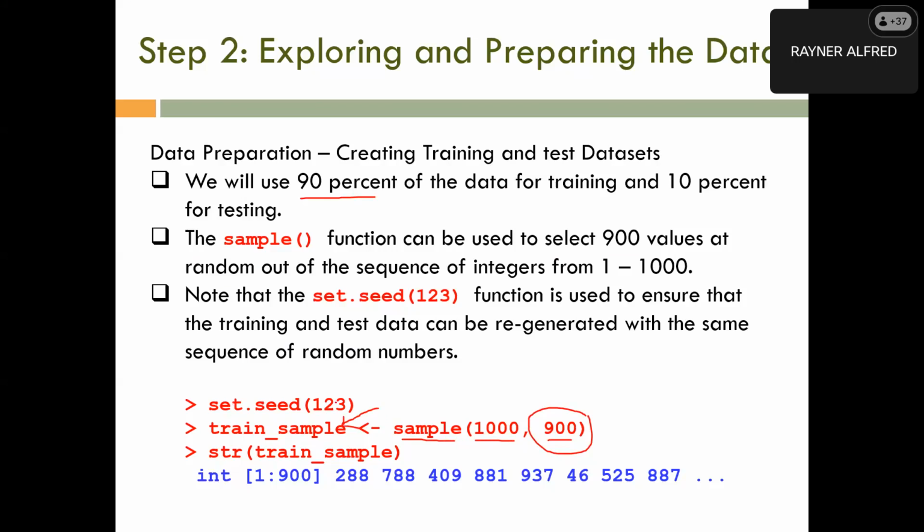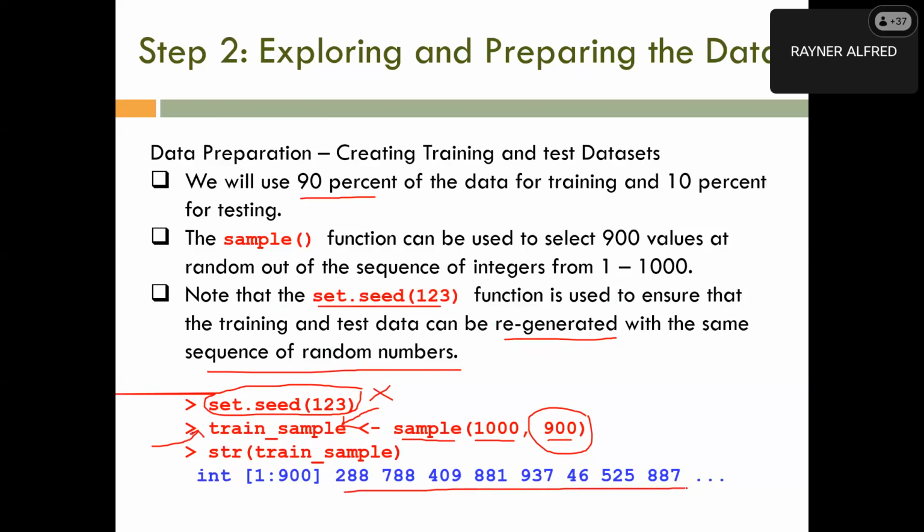The set seed is basically used to fix the random number here. Note that the set seed function is used to ensure that the training and test data can be regenerated with the same sequence of random numbers. So if you ignore this one, the next time you do sampling, you will get different records. If you look at this, the content of this is basically the ID records of the 900 samples that we use as a training dataset.